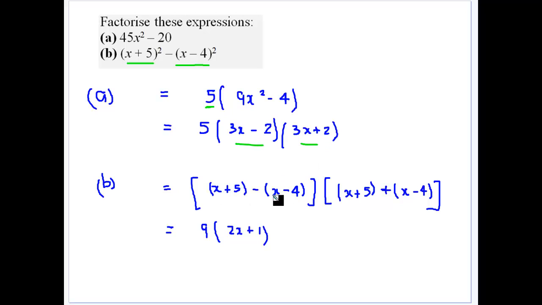So we get x minus x, that goes. 5 minus 4 gives us 9. So that simplifies down to 9 in a bracket there. And x plus 5 plus x minus 4 gives us 2x. 5 minus 4 is positive 1, so we get 2x plus 1 in the other bracket.